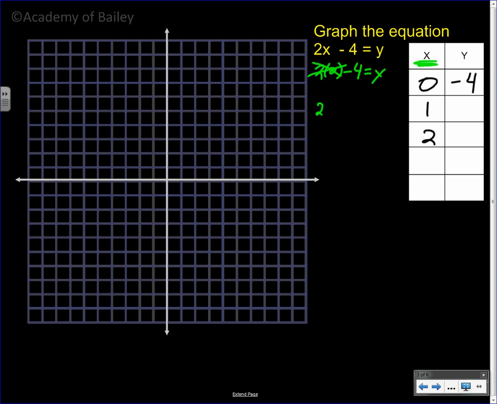Let's let x equal 1. So that would be 2 times 1 is 2, and 2 minus 4 is -2. So if x is 1, y is -2. And then let's let x equal 2. So we plug 2 in there for x. 2 times 2 is 4, and 4 minus 4 is 0.